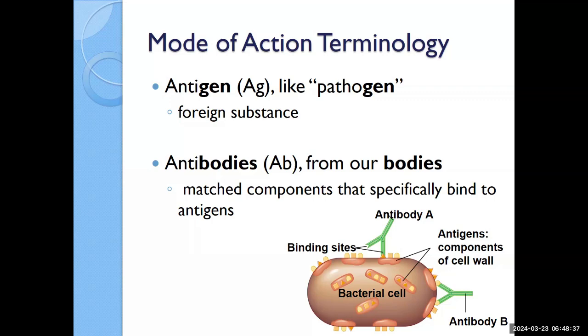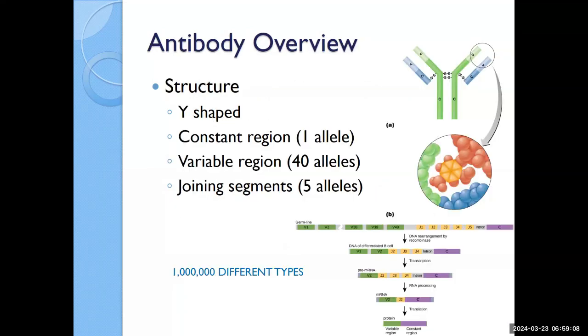The antibody comes from our bodies, and these are matched components that specifically bind to and neutralize the antigen. What we can see in the diagram here is a bacterial cell that's coated with triangles and mailbox shapes and squares. These are different antigens. And we can see that antibody A binds specifically to the triangle shape, while antibody B binds to that mailbox shape. The antibody is made up of 4 chains.